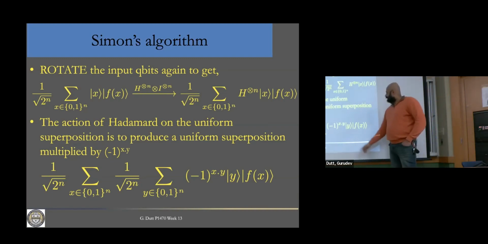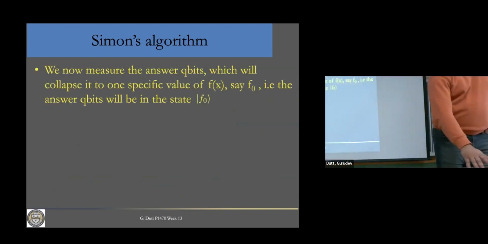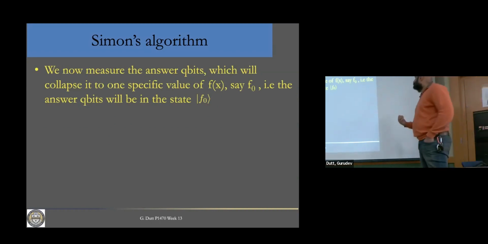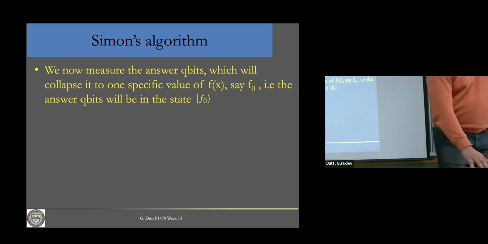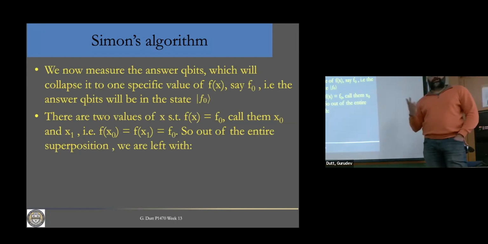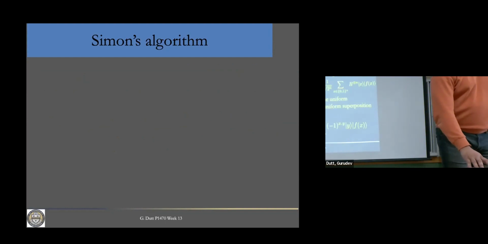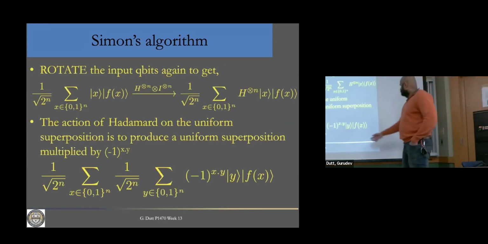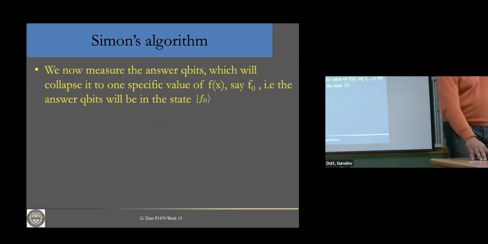And now we can ask what happens if we measure the output. Now we measure the output qubit. As we said, we may get F naught on that output qubit, and the answer qubits will be in the state F naught. That's what we just said. And as I said, there are only 2 possible values of X. We call them, say, X naught and X1, which give me this value F naught. So out of that entire huge superposition, again, there will be only 2 values left in the superposition, both of which will give me F naught.